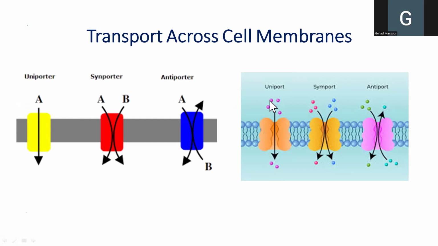But we still have, this is the majority of the uniports and the majority of the channels. But there are some uniports, a minority, that do the same job, that allow the passage of one type of substance in one direction, but against concentration gradient, which means the arrow here would be reversed. For example, from the inside, where we have lower concentration, to the outside, where we have higher concentration. This is against concentration gradient.